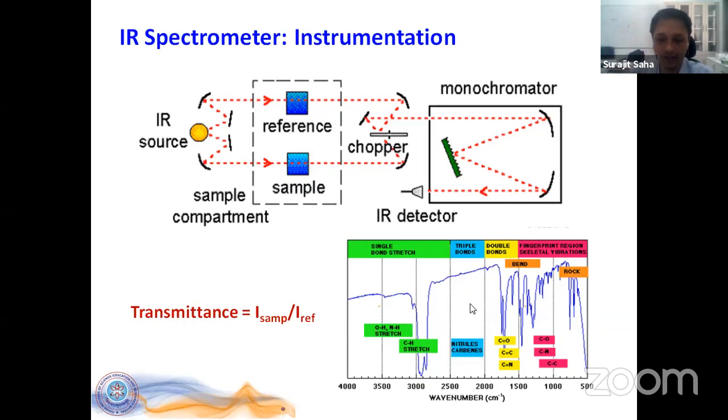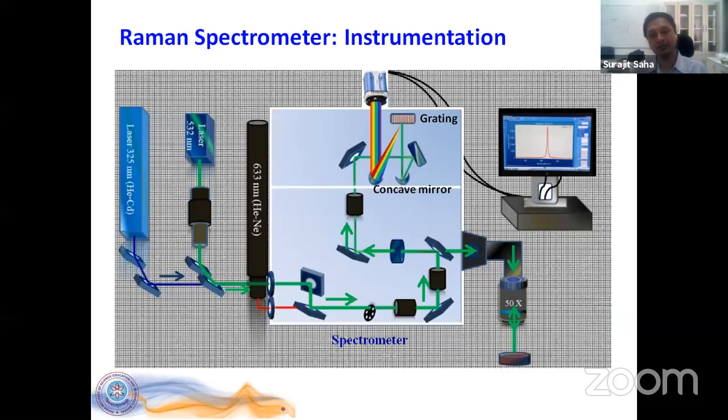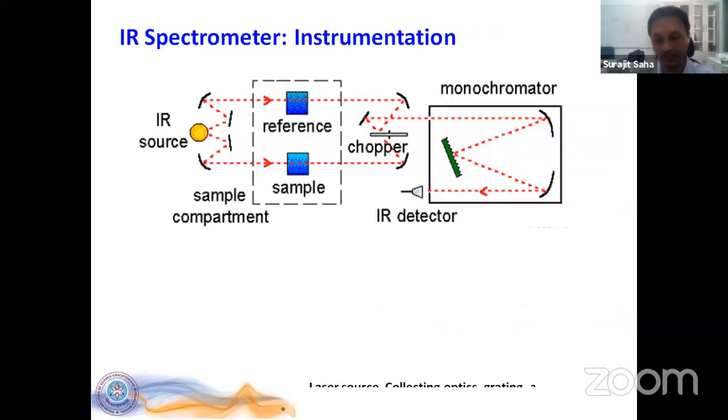And these dips would correspond to different types of vibrations of the respective molecule, and those are the signatures of that molecule. Now, what I showed in the previous one, and the previous one means the Raman spectrometer and the IR spectrometer, you would have noticed that I mentioned a grating here, the importance of grating, which basically disperses the polychromatic, or I mean the white light. In case of Raman, it is the inelastic scattered light, and in case of IR, it is basically the source, or the sample absorbed light.